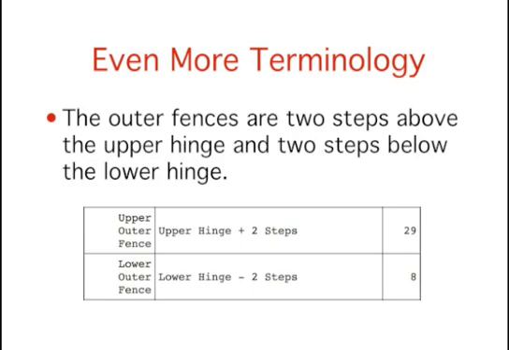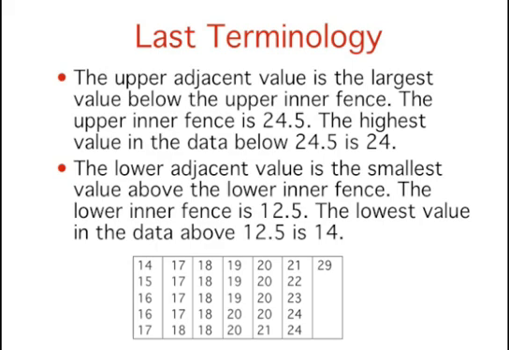The outer fences are 2 steps above the upper hinge and 2 steps below the lower hinge. The upper outer fence is 20 plus 2 times 4.5, which equals 29. The lower outer fence is 17 minus 2 times 4.5, which equals 8. Just a little more terminology, and we will get back to drawing the box plot.